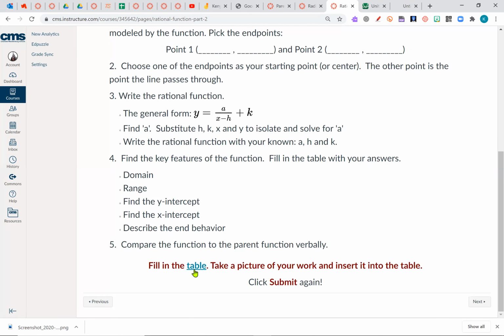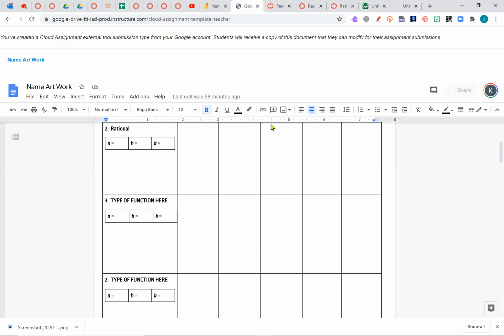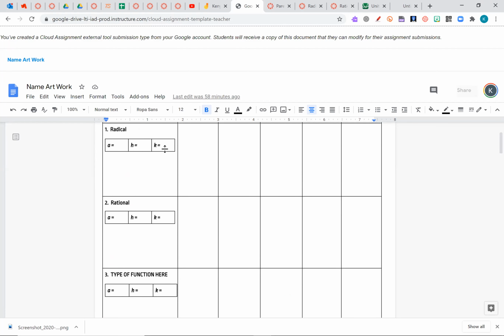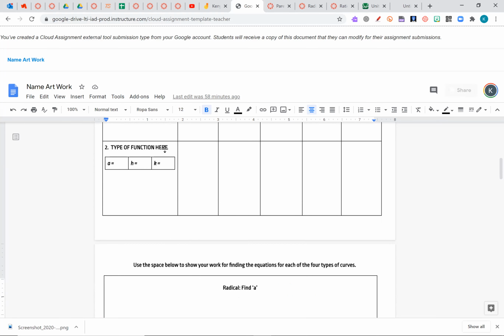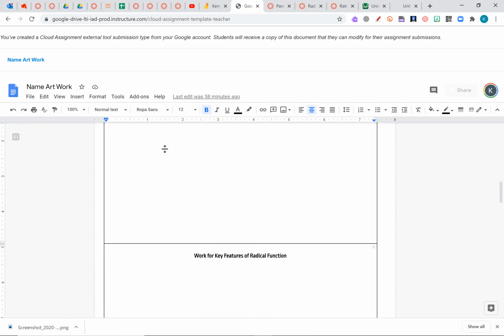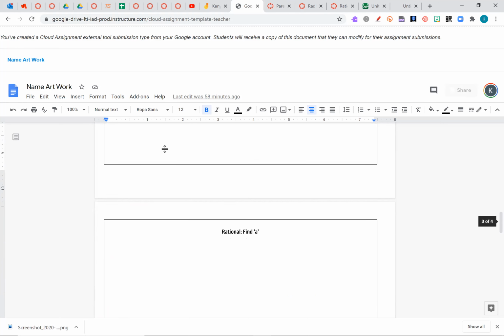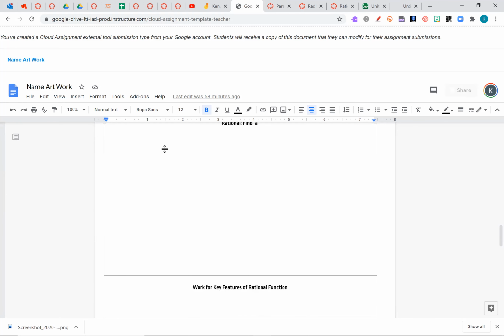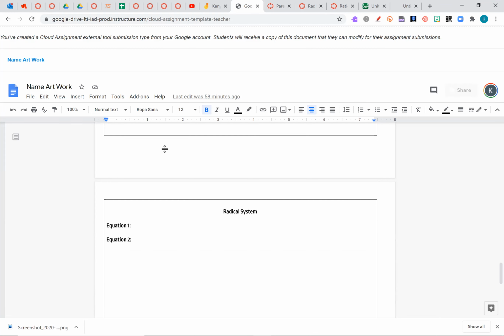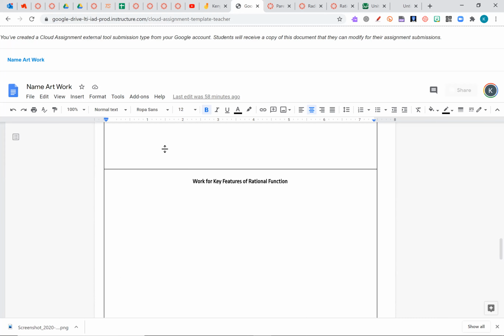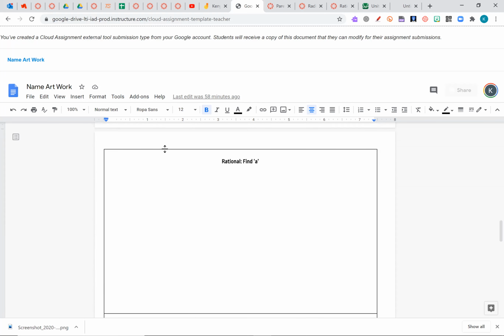We're going to fill in our table, take a picture of our work, and insert it into the table. Now, remember that when you're filling in the table, you're filling in the column A, H, and K, right? We're going to fill in the restricted domain and range, the center point, the y-intercept and behavior, and roots. I want you to do your work separately for the rational when you find A, because there's a space to put it by itself. And then the other space is going to be for your key features. All right, so that's where you're going to put that, and then that will be it for this part of the video. So let's go ahead and get started.